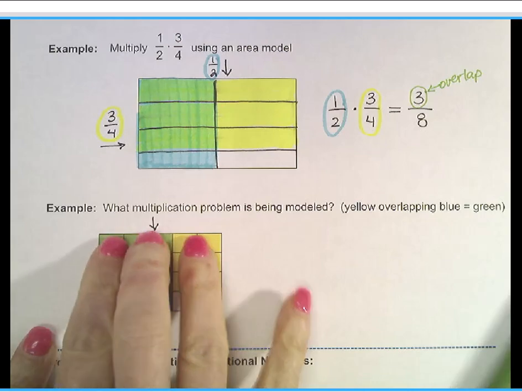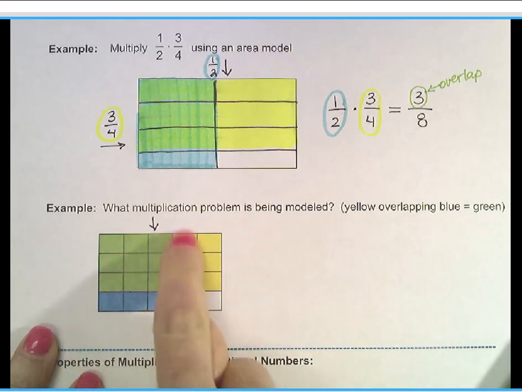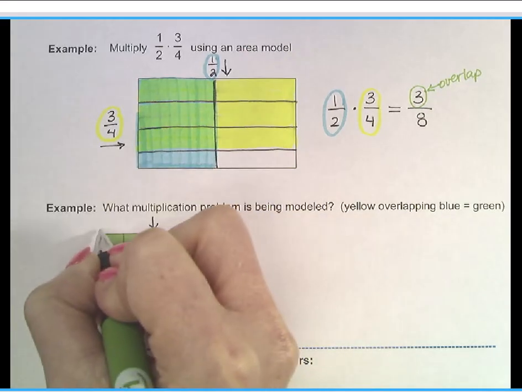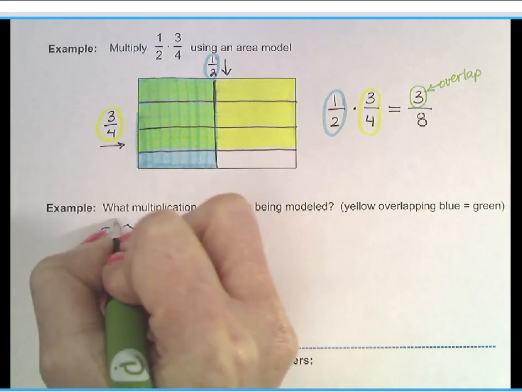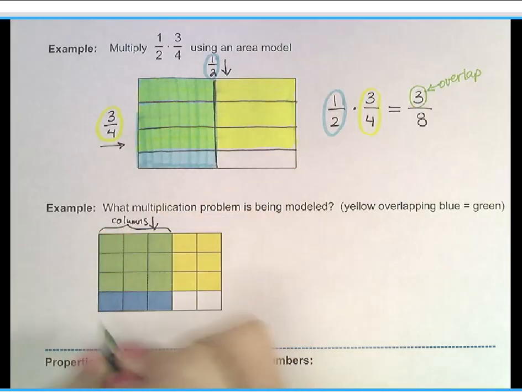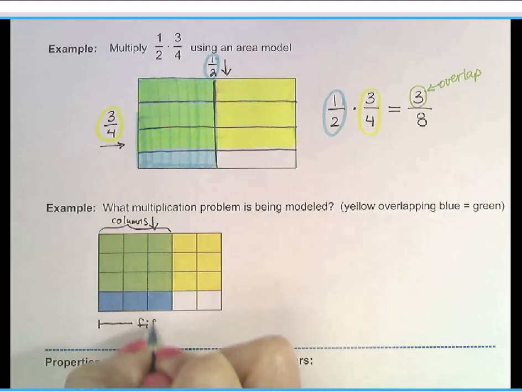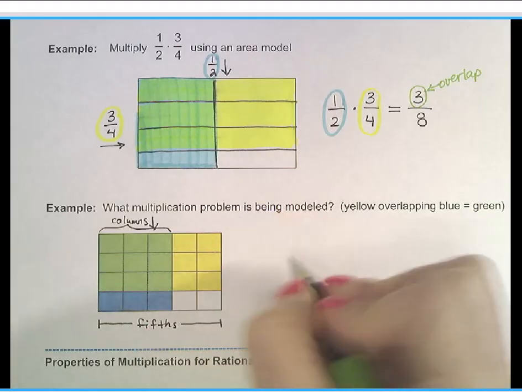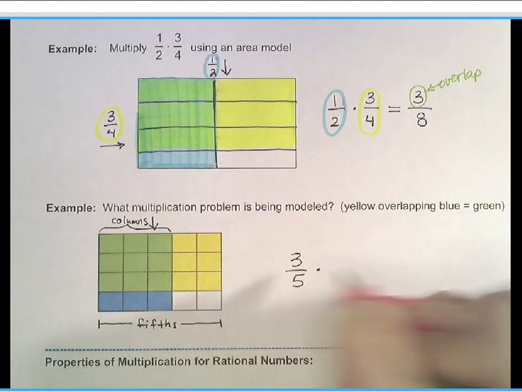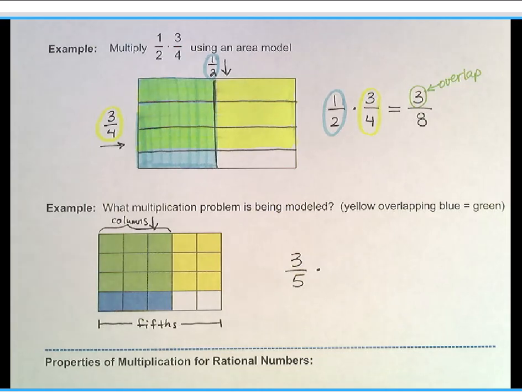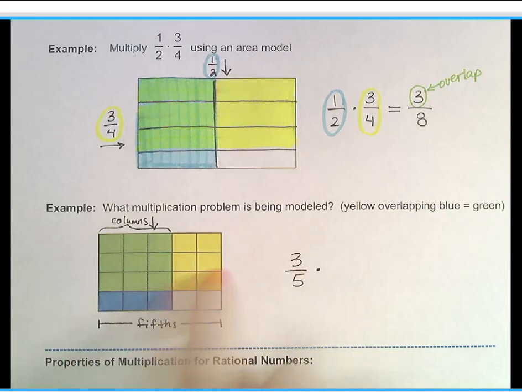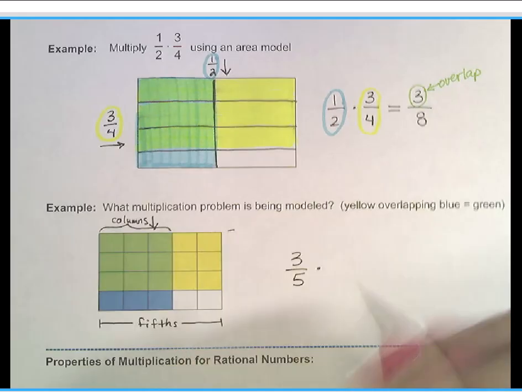So if you just look vertically, I can see 1, 2, 3, 4, 5 columns, and the blue down at the bottom tells me 3 of those 5 columns were shaded. So we're looking at the columns here. And we know that this was split into, I'm going to say, fifths. So splitting it into columns this way, it's fifths. And I can see that that's 3 of the fifths were shaded.